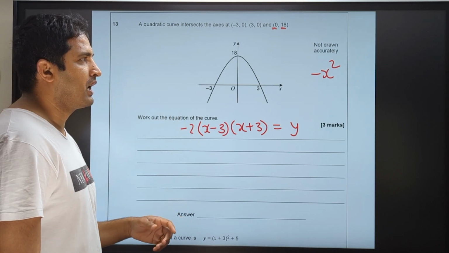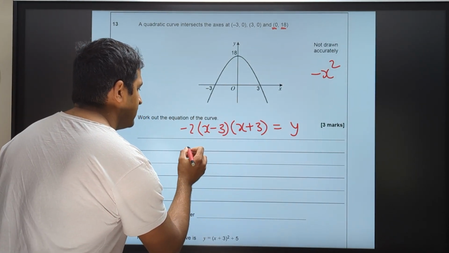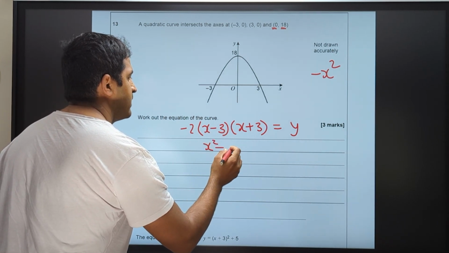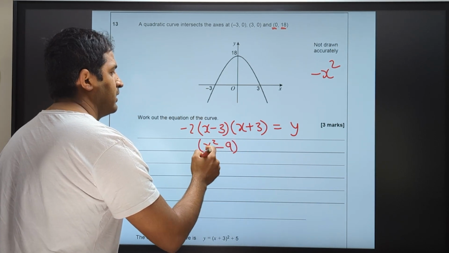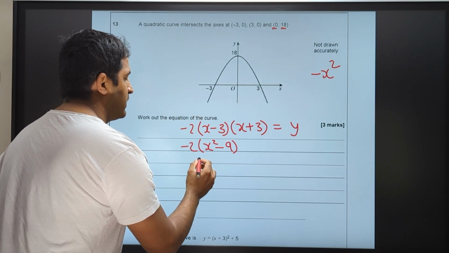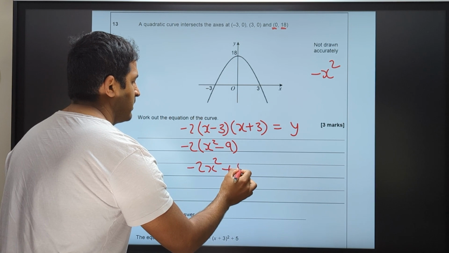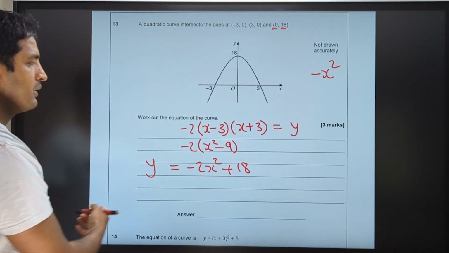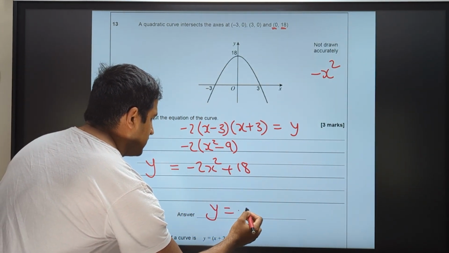Work out the equation of that curve. I can write it down however I like. I can multiply them out. x squared minus 9. Minus 3x plus 3x gives you 0. That's multiplied by negative 2. So what we get is negative 2x squared plus 18 is equal to y. And that's my equation if you wanted to look at it that way.